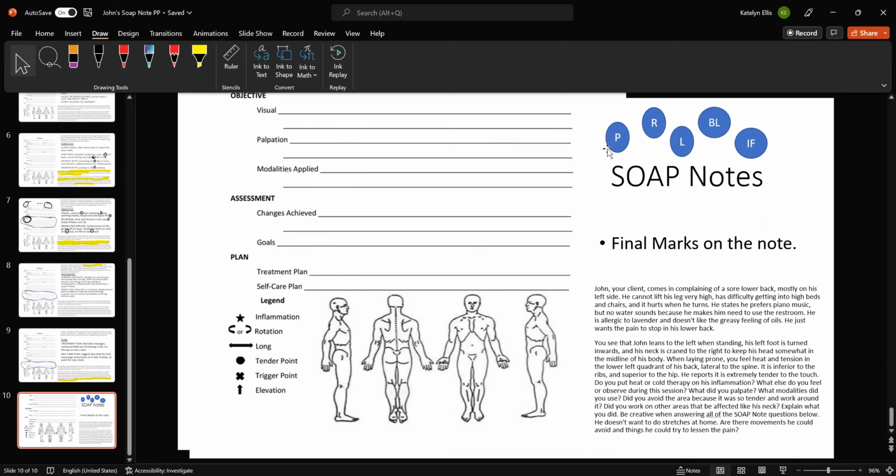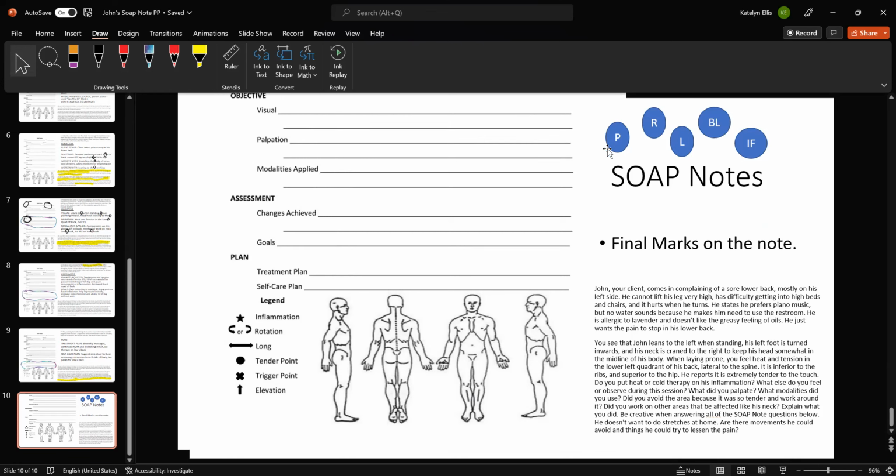You see that he leans to the left when standing, his left foot is turned inwards, his neck is craned to the right. Okay, you feel heat and tension in the lower left quadrant of his back, lateral to the spine, inferior to the ribs, and superior to the hip. Okay, and he reports it's extremely tender to the touch. All right, so why don't we do a circle for a tender point?